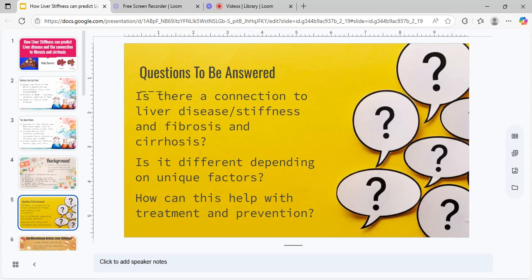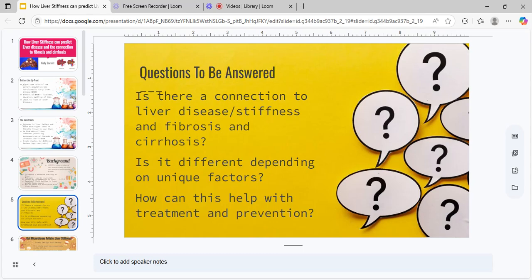All right, questions to be answered. Through this study, here are some questions that I think will be answered, or that I want to be answered, through this article. Is there a connection between liver disease or liver stiffness and fibrosis and cirrhosis? To me, that's one of the main points I would like to know, just to see if maybe with this correlation, it can help with treatments.